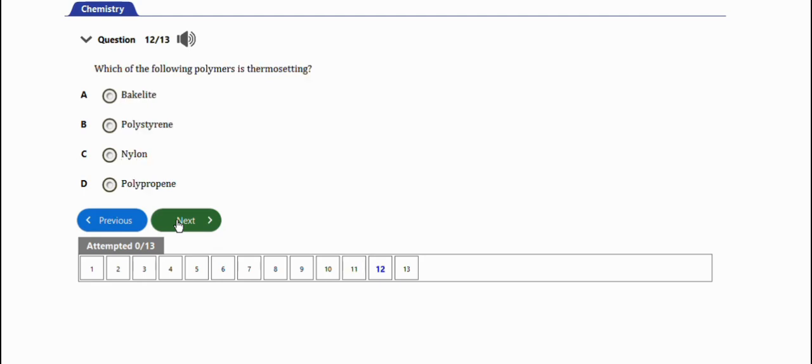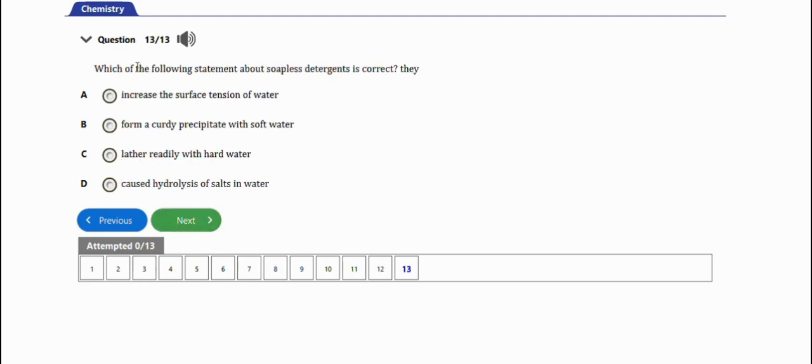The last question we have is this one. It says, which of the following statements about soapless detergent is correct? They increase the surface tension of water, form a cloudy precipitate with soft water, they lather readily with hard water, they cause hydrolysis of salts in water. The right answer is option C, which is they lather readily with hard water. So that's the right answer.